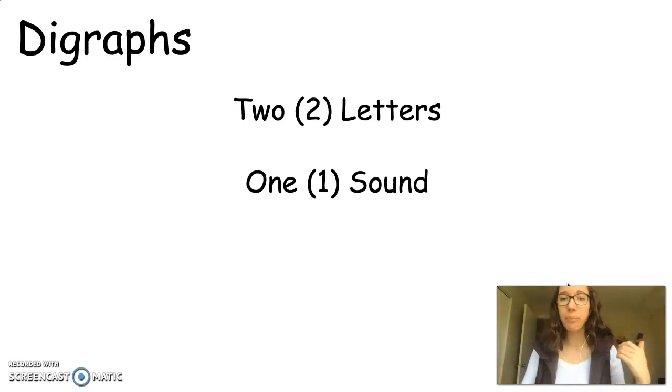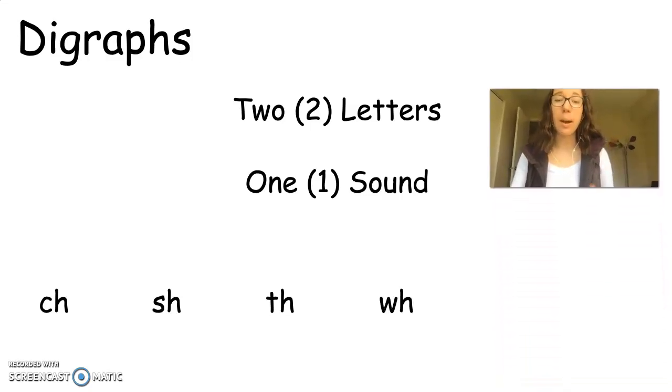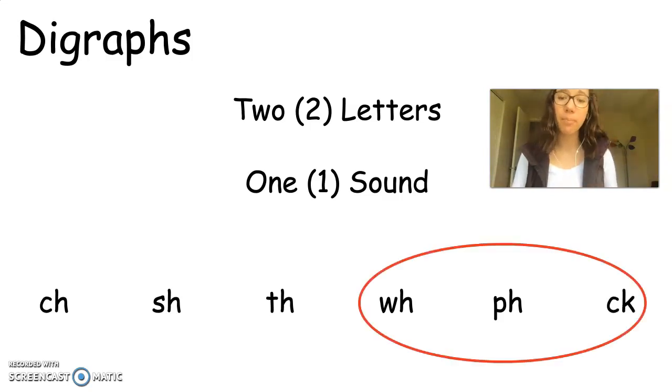The digraphs we talked about last time were CH, which says ch, as in cheese, SH, which says sh, as in shiny, and TH, which says th, as in three. Today we're going to be talking about WH, which says whoop, PH, which says f, and CK, which says k. So last time we focused on the first three, this time we're working on the last three.